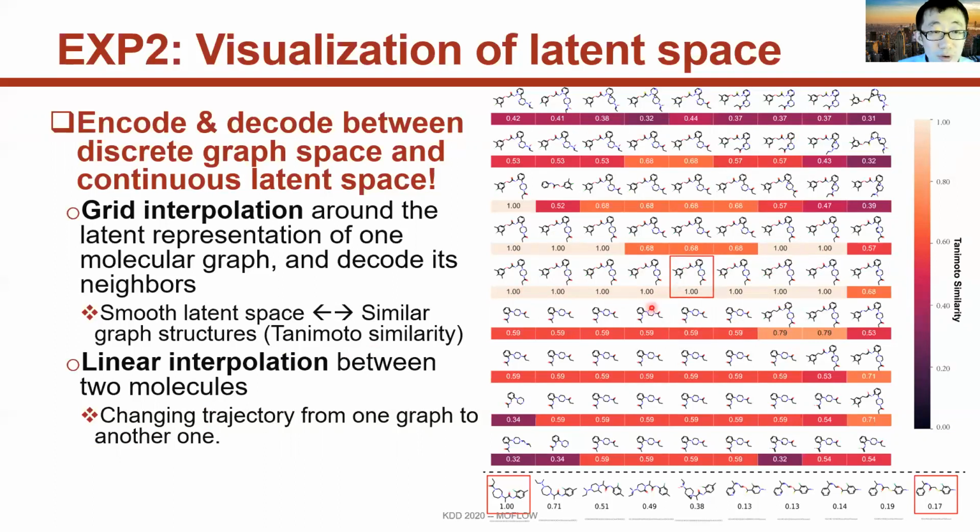We further do a very famous experiment, just as in CV, a linear interpolation of faces. Here we do a linear interpolation between two molecular graphs. Here is one molecular graph, here is another. If we sample from their linear latent space, we can see very smoothly changing trajectories from one graph to another graph. We can see their dissimilarities become larger and larger.